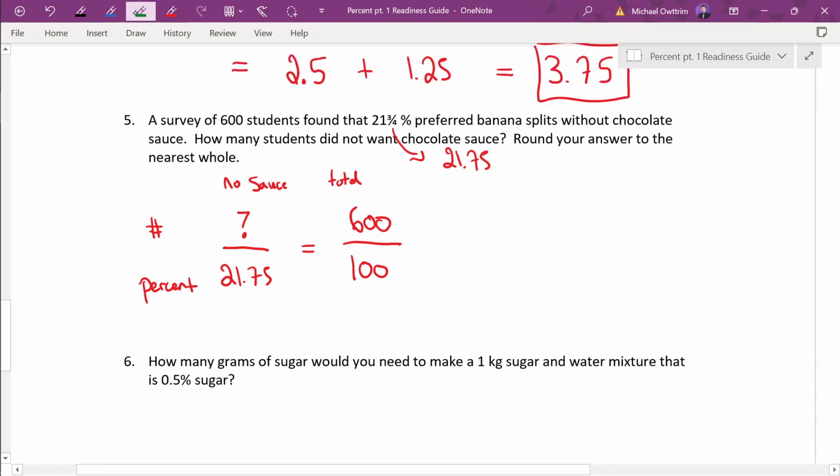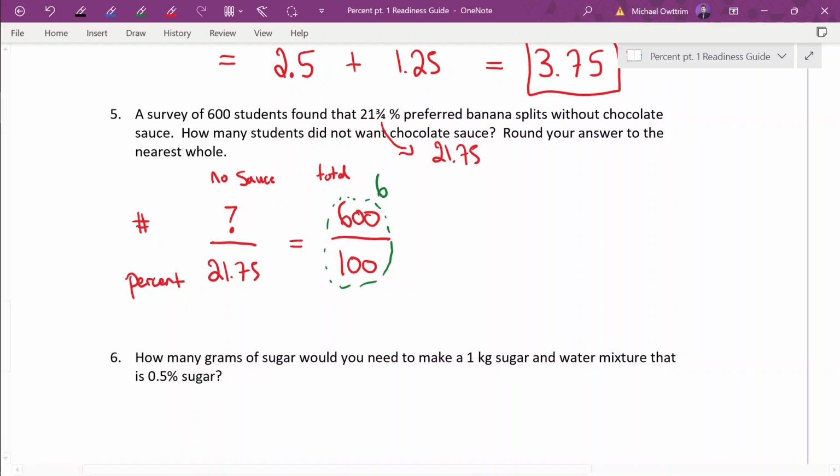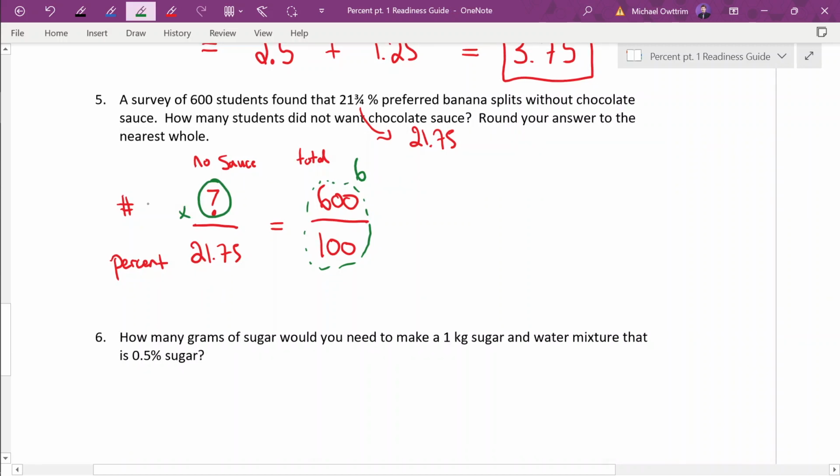First thing I'm going to do is notice that 600 divided by 100 is just 6. You don't have to do that simplification, but it makes it a little bit easier to do this by hand. Next thing I'm going to notice is my question mark is being divided by 21.75. So the opposite of that is multiplying by 21.75. Just like any equation, what I do to one side, I must do to the other.